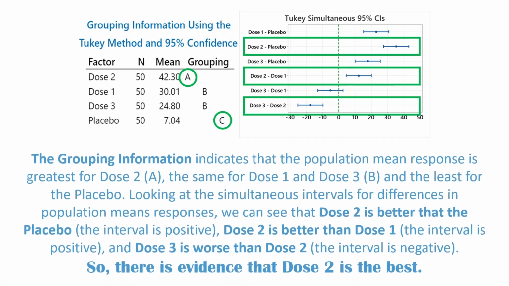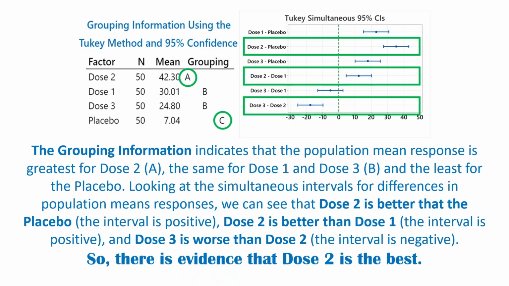And so we can just write that. We can say for grouping information here, that's on the left, indicates that the population mean response is greatest for dose 2, the same for doses 1 and 3, and the least for the placebo. Looking at the simultaneous intervals for differences in population mean responses, we can see that dose 2 is better than the placebo because the interval is positive. Dose 2 is better than dose 1, again, because the interval is positive. And dose 3 is worse than dose 2. That interval is negative. And so there's evidence that dose 2 is the best.